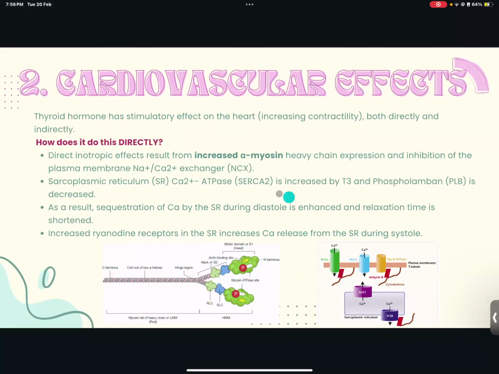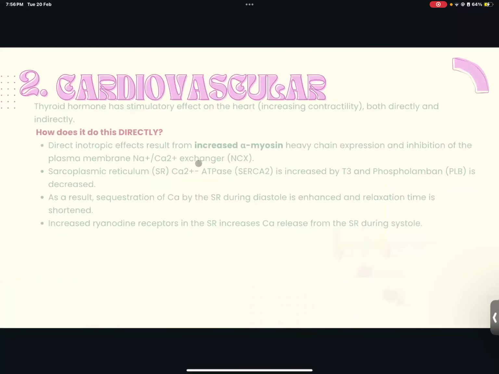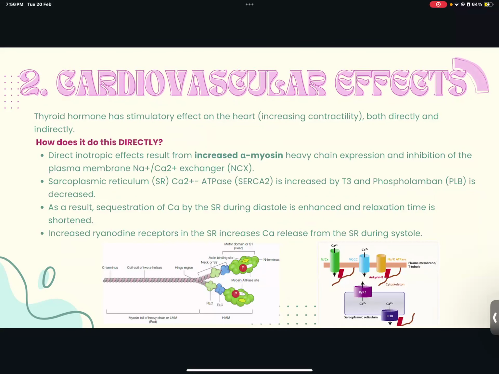Now we're going to have a second part to the cardiovascular effects, the direct effects. Like we said, it had an indirect effect via the enhanced response to catecholamines, but it's also going to have a direct effect. Now, the direct effect, or the inotropic effect, which is increased contractility, is going to result from increased alpha myosin heavy chain expression and inhibition of the plasma membrane NCX. Okay, so here you're going to have increased myosin heavy chains. You can see the heavy chains here. And you're also going to have decreased NCX.